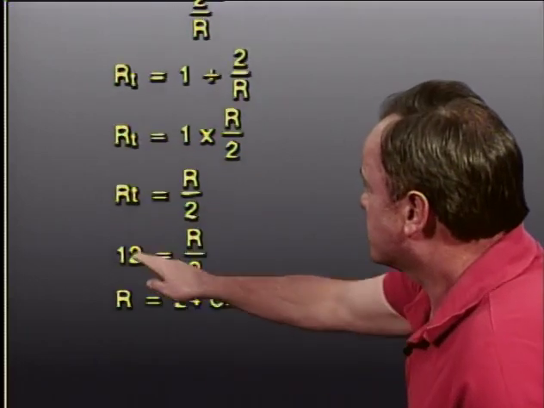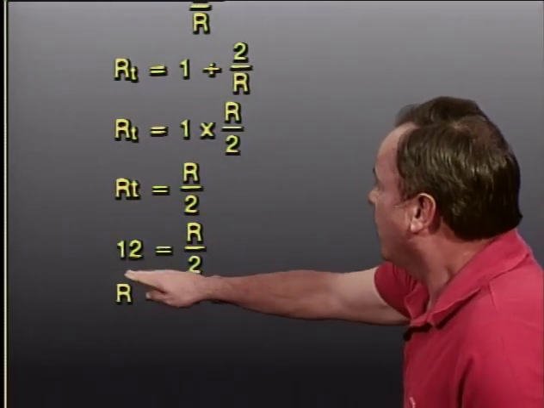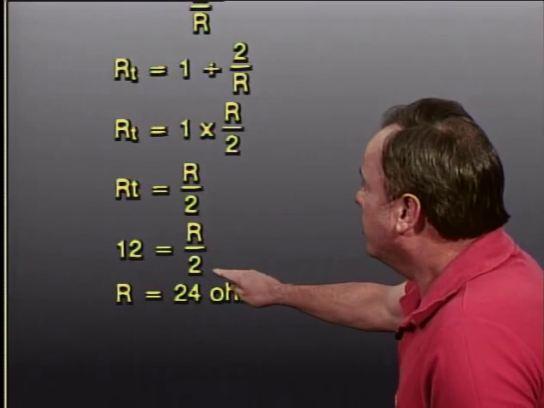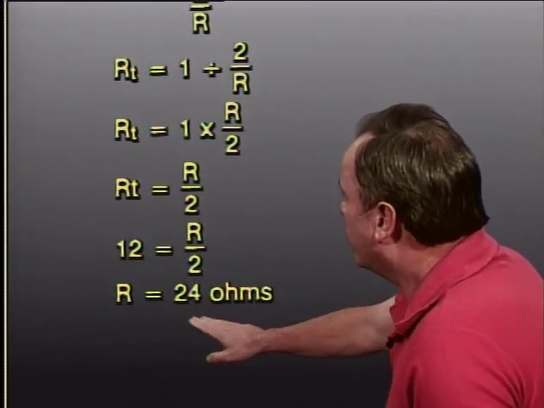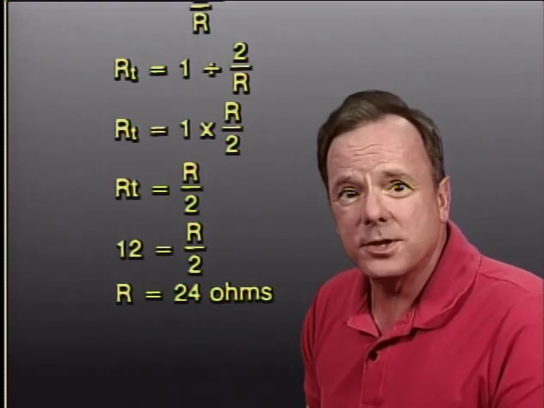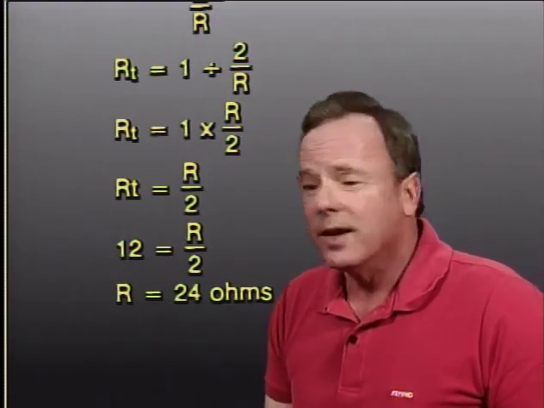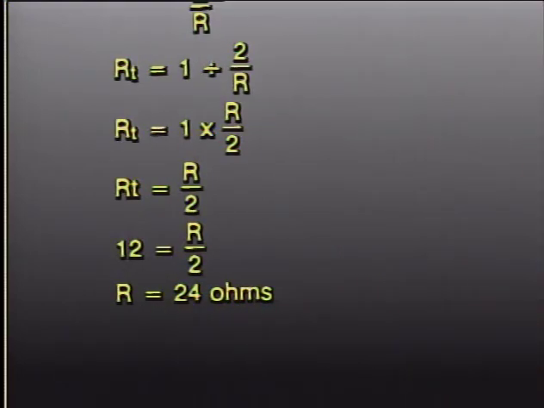And the total resistance was 12 ohms. And so 12 equals R divided by 2. Multiply both sides by 2, and R comes out to 24 ohms. The value of each resistor comes out to exactly 24 ohms. Well, let's do something a little bit more complicated.